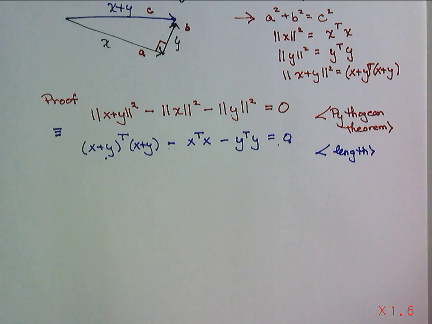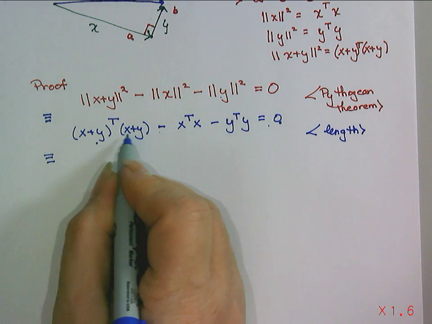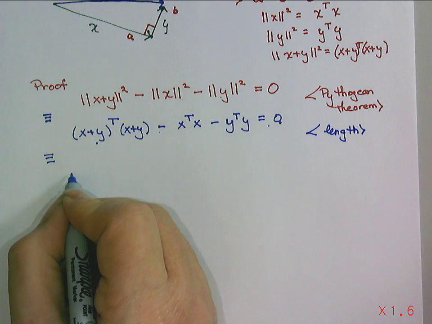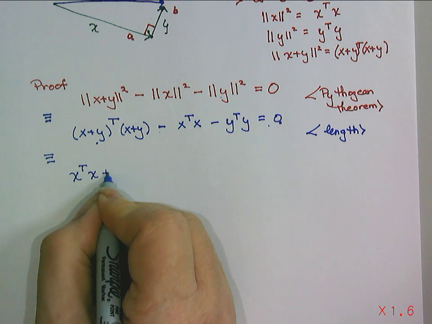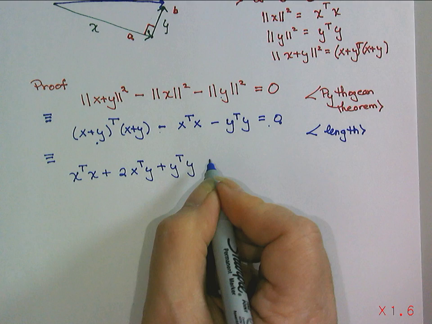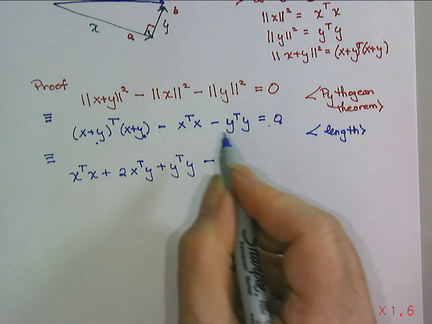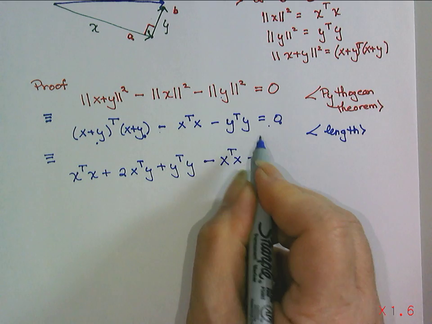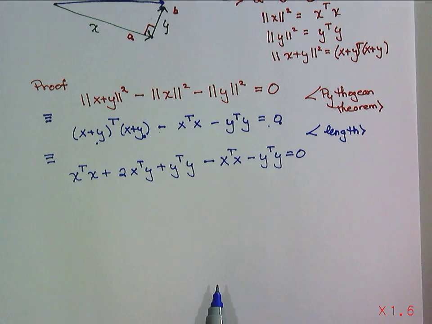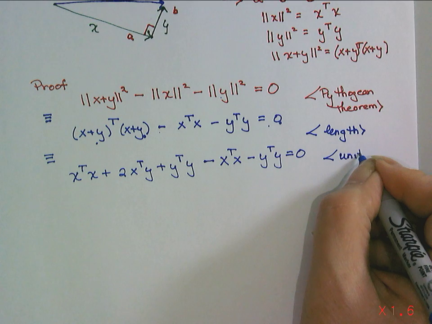Now, what do I have here? In the last unit, we determined that the dot product of x plus y with x plus y is the dot product of x with x plus 2 times the dot product of x with y plus the dot product of y with y. So we can expand this term. We still need to subtract the dot product of x with x and also subtract the dot product of y with y. The result should be 0. And this is just by one of the homeworks in the previous unit.